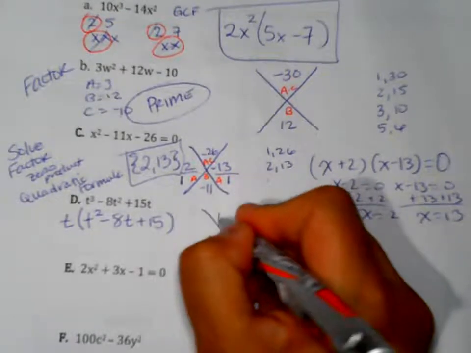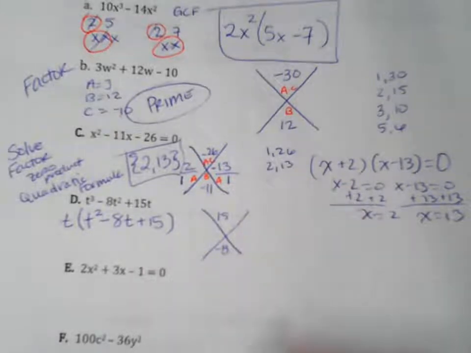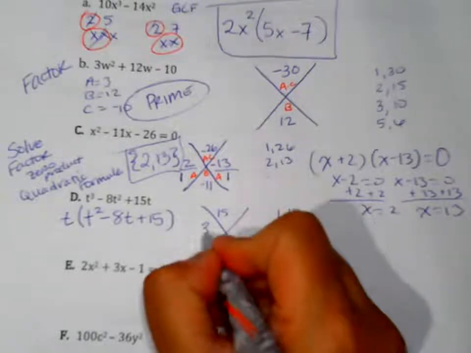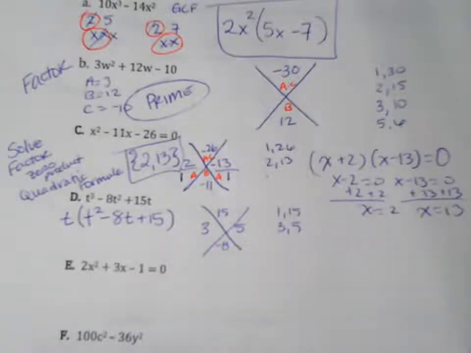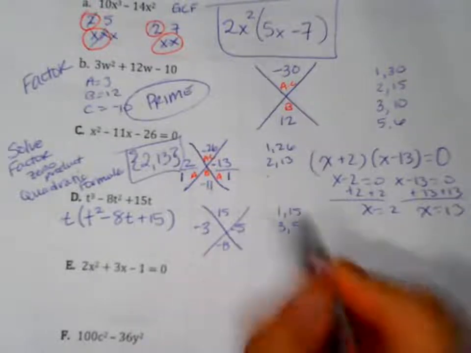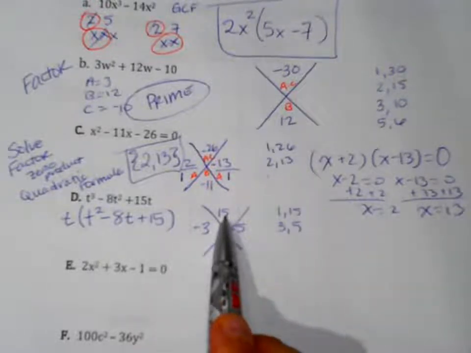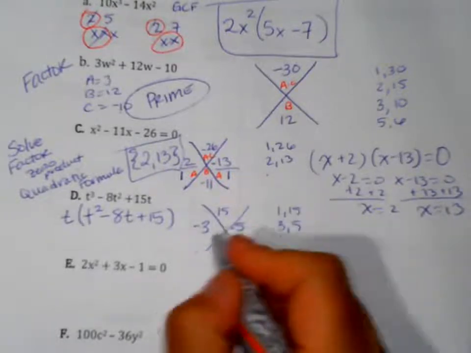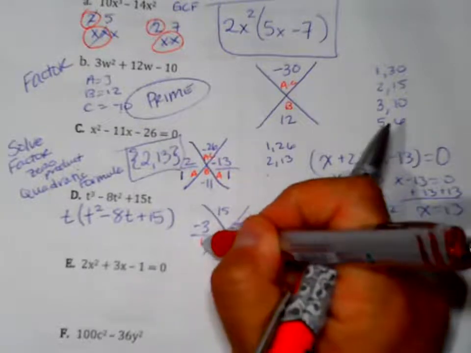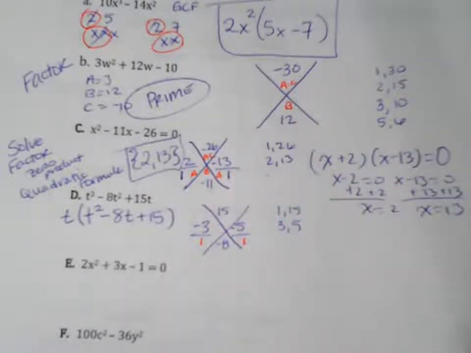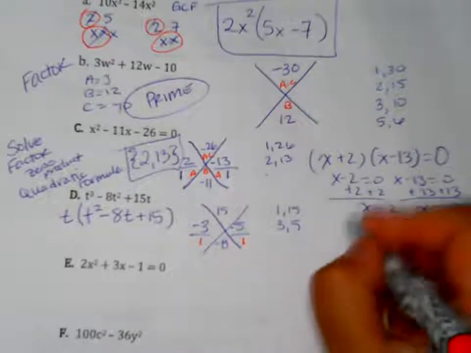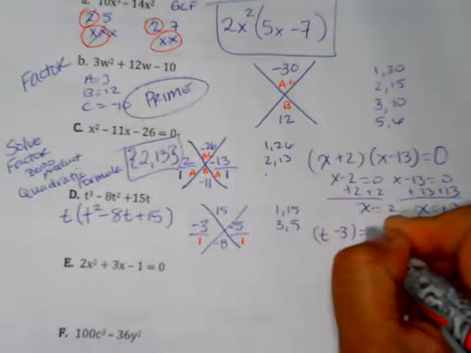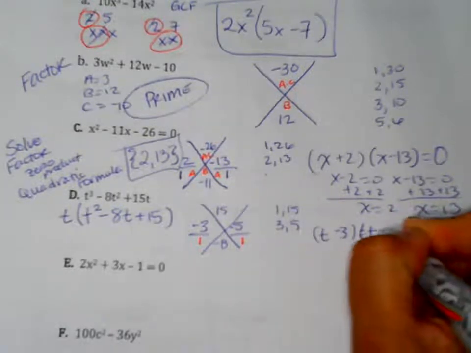Okay, I've got 15 on top, negative 8 on the bottom. My factors of 15 are 1 and 15, 3 and 5. And then let's figure out which one should be negative. In this case, they both should be negative, because negative 3 times negative 5 is positive 15. Negative 3 plus negative 5 is negative 8. I'm going to drop my a coefficient, which in this case is still 1. Okay, and I'm going to get t minus 3, t minus 5 equals 0.